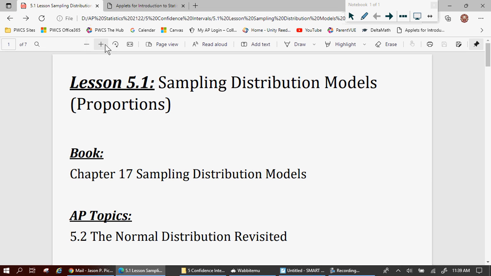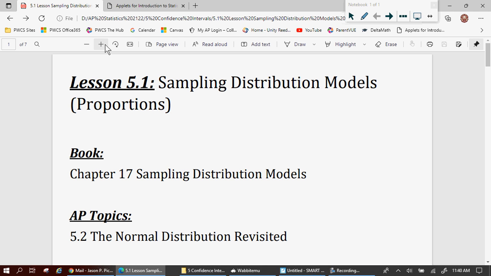Hey y'all, today we're going to talk about sampling distribution models, and specifically sampling distribution models for proportions. Remember, a proportion is when you have a number of things divided by a total. So if I ask 30 people, do they think homework is important? I can find the proportion of people who said yes. I divide the number of people who said yes by the total number I asked, and I get a proportion.